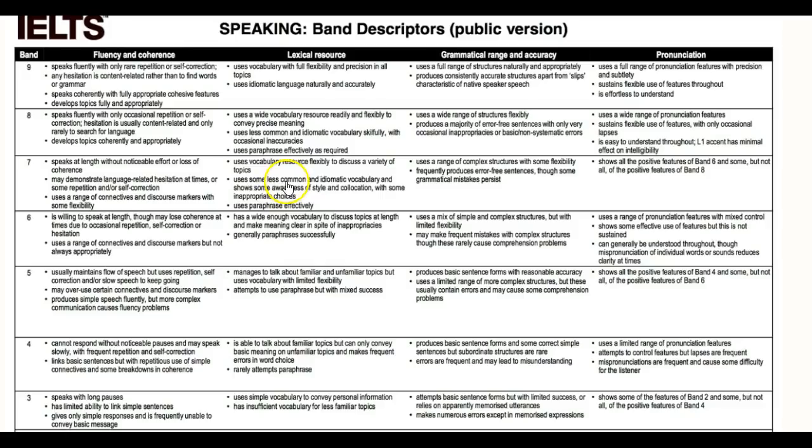Now, you're also able to use some less common and idiomatic vocabulary, which is great. You show that, yes, you understand style and collocation, but occasionally there might be some errors. Collocation is something I talk about a lot during the essay corrections that I do here at IELTSPodcast.com.